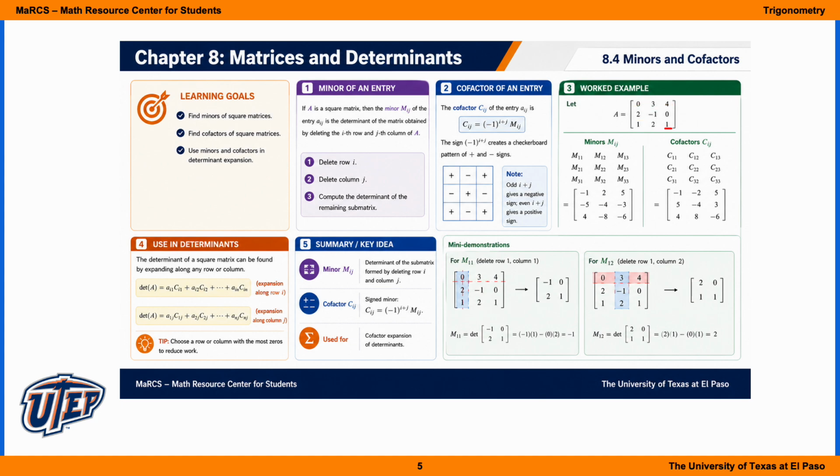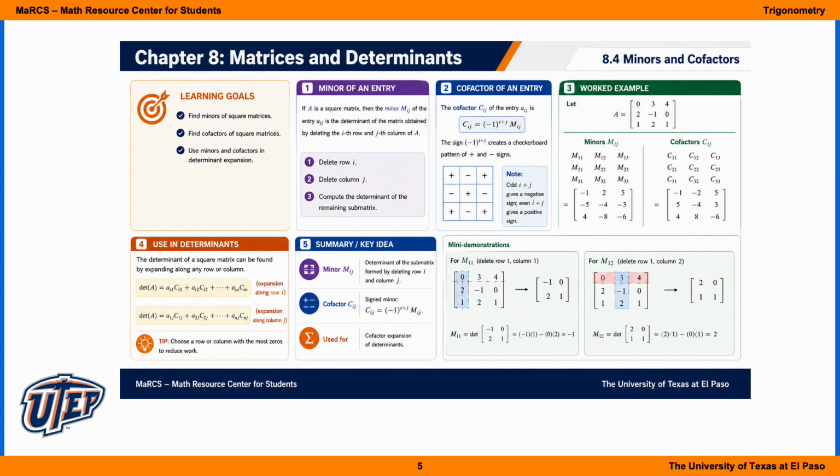Now for M13, we will delete row 1 and column 3, and we can compute the determinant of the remaining submatrix. So it'll be 2 times 2, which is 4, minus 1 times negative 1, so that's negative 1. So 4 minus -1 is equal to +5. And that's how we got that right there. And now we just repeat the process for the rest of the minors.